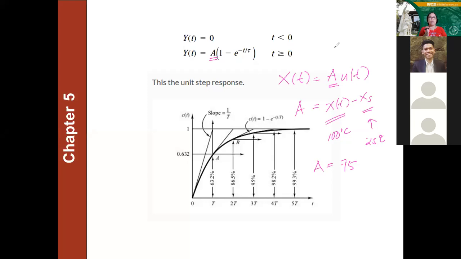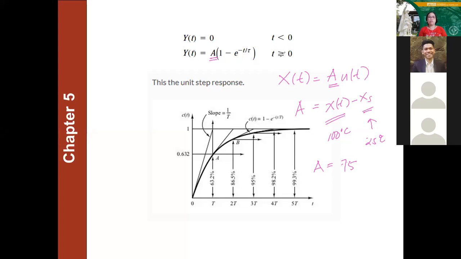In actual processes, we don't have negative time. Our time is always positive. So we start from 0 onwards. That is why you see here the response for t greater than or equal to 0. At the time that the disturbance started, that's time equal to 0.